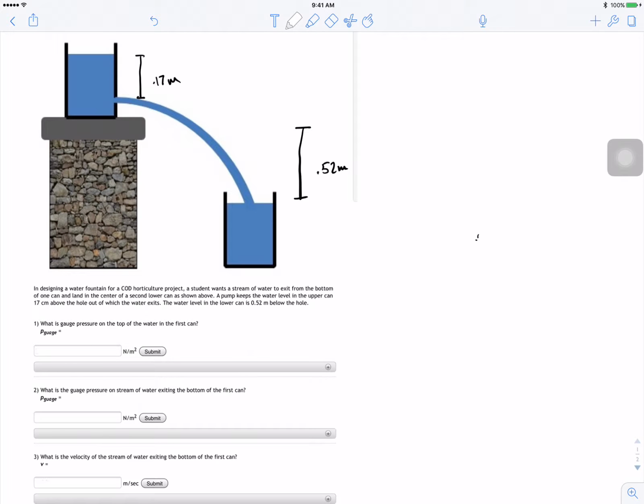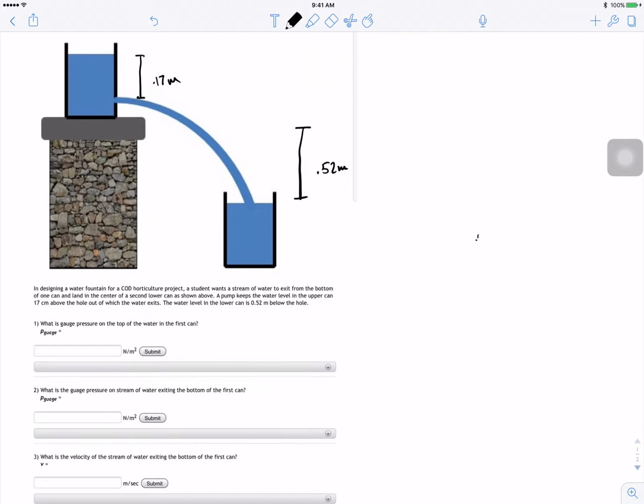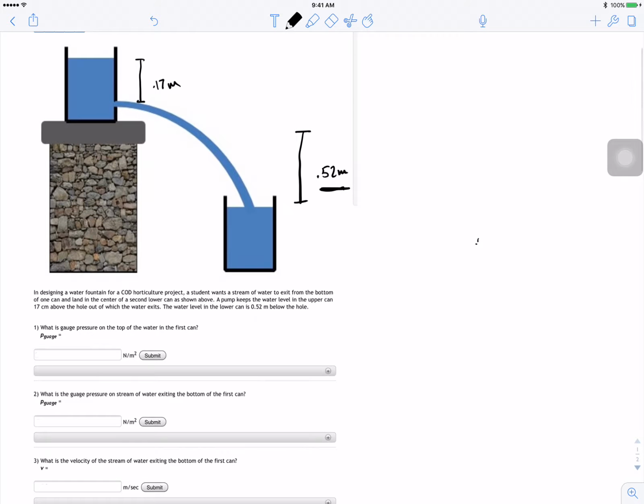So we have some water here that's going to pour into this cup of water. They gave us the distance between the upper cup and the lower cup is 0.52. Right there, let me change the color. Right here. And then the height of where the hole is, 0.17 meters. So the first question, what's the gauge pressure on the top of the water in the first can?